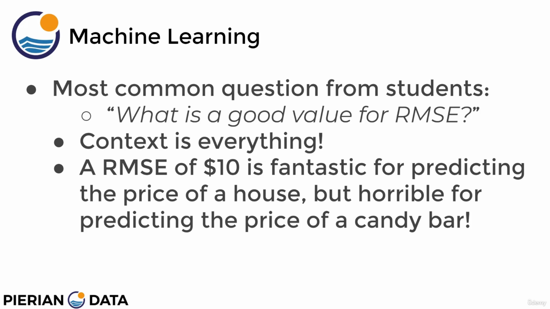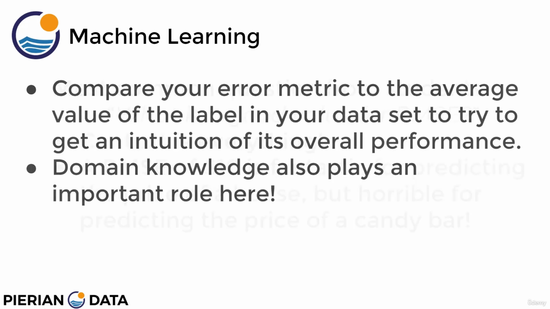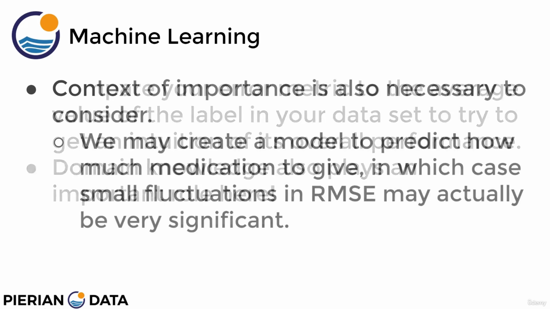So again, the context of what your average value is for your label helps you understand the answer to the question of what is a good and acceptable value for your error metric. You should also be comparing your error metric to the average value of the label in your dataset to try to get an intuition of its overall performance. And this is also where domain knowledge plays an important role.